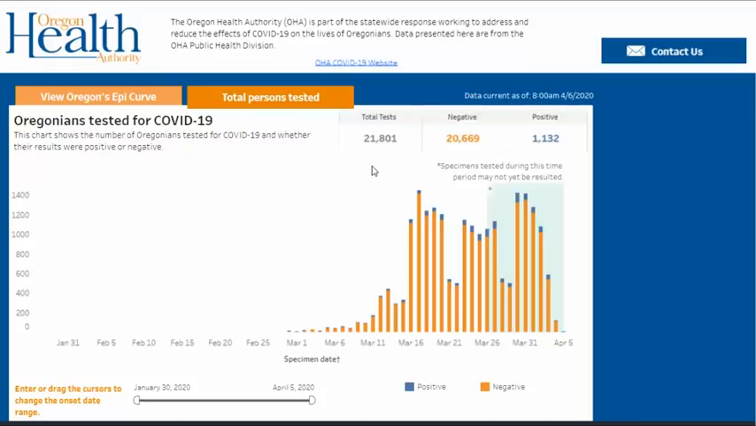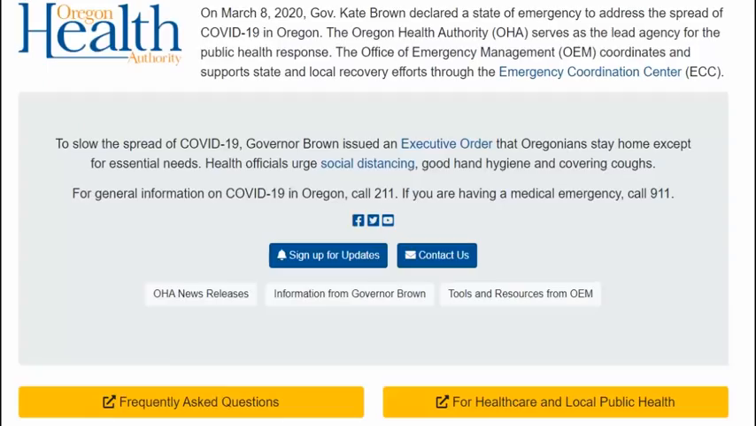One last thing to remember is that these data are provisional. Our team of epidemiologists continue to review and verify data, so our reported numbers will change. As we get more information, we update the data from previous days.